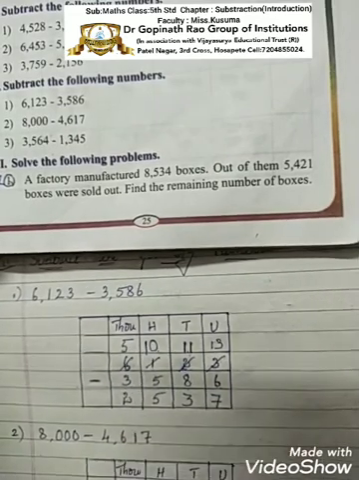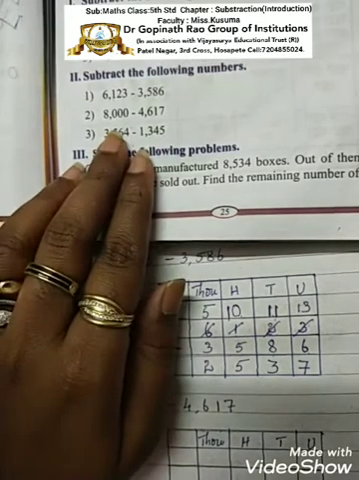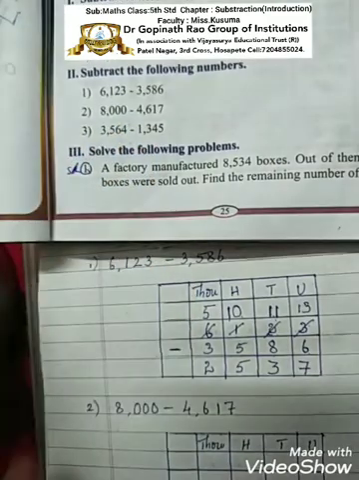5 minus 3 is 2. Is it clear, children? How to subtract the numbers by taking borrow, isn't it? Now let us go through the second question. See what they have given in the second question.